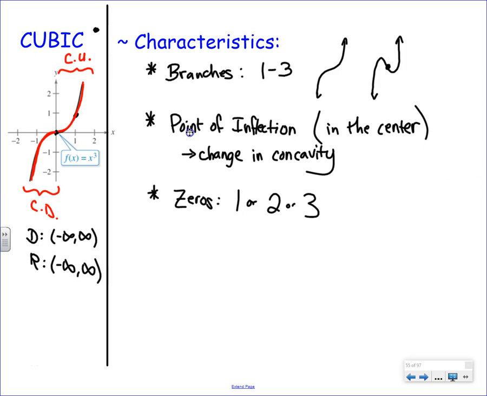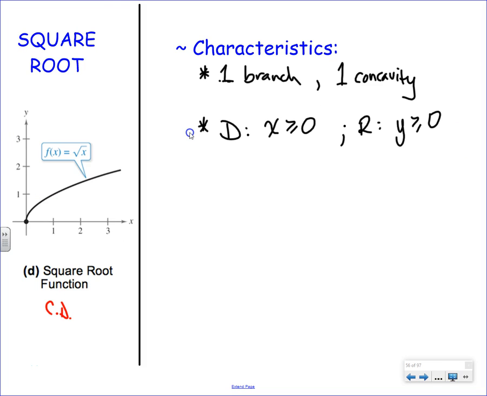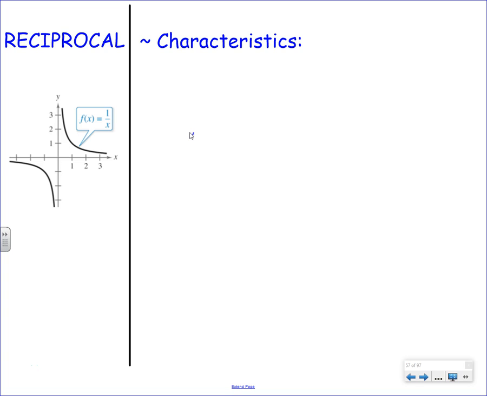But cubic functions, they'll just keep on going forever. Square roots, they're limited as well in domain and in range. Reciprocal function, he's fun. You guys can't see the equation, it's y equals 1 over x, or f of x equals 1 over x.